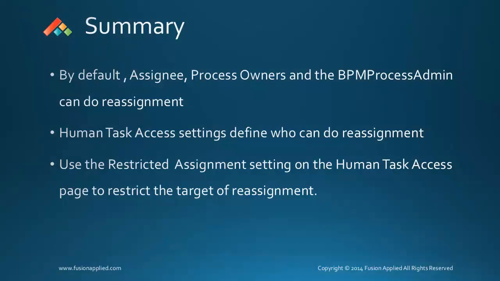We're at the end of the reassignment lesson, and let's summarize what we've learned. By default, the assignee, the process owners, and the admin can do reassignment. If you want to change these defaults, you can do that from the access settings for the human task. And finally, if you don't want to keep the reassignment open, then you can use a restricted assignment setting on the human task. I'll cover the details of how to do that in another lesson.